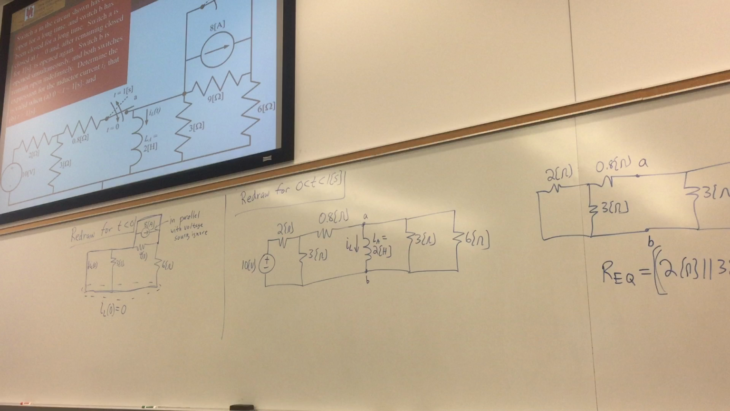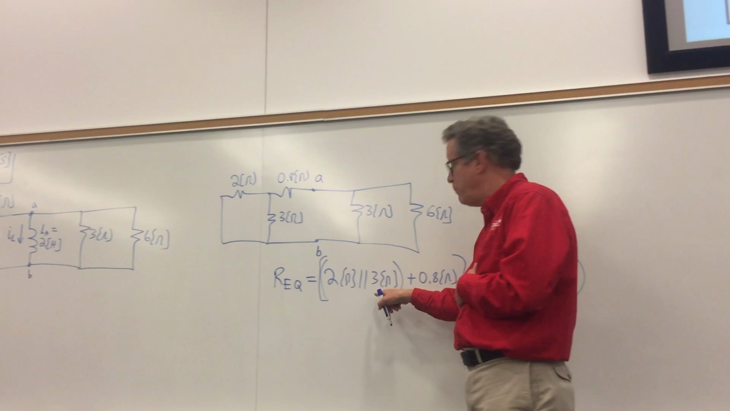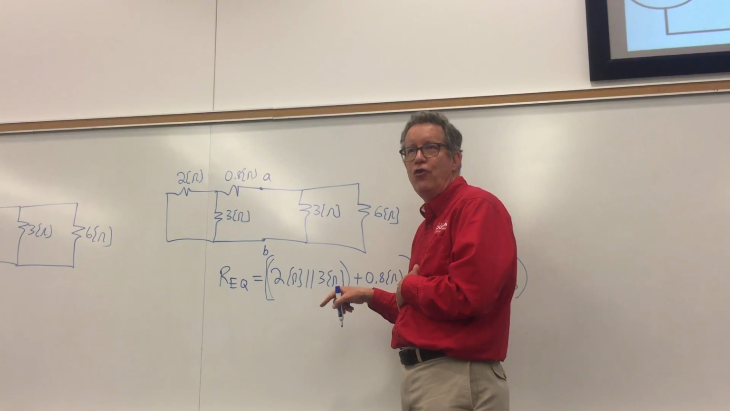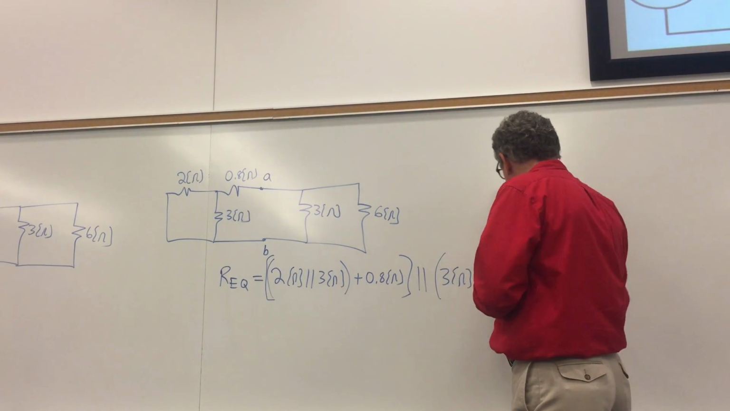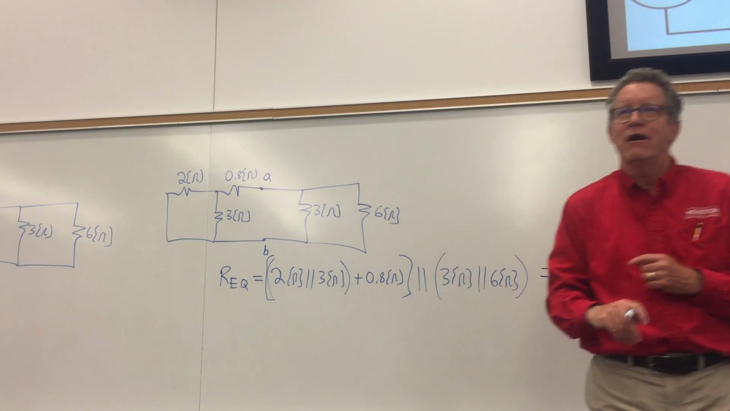In my head: 3 in parallel with 6, that's a common thing, and it's product over sum. 18 over 9, that's 2 ohms. 2 in parallel with 3, that's 1.2. 1.2 plus 0.8 is 2. 2 in parallel with 2 is 1 ohm. It's got to be a Dr. Nielsen problem.